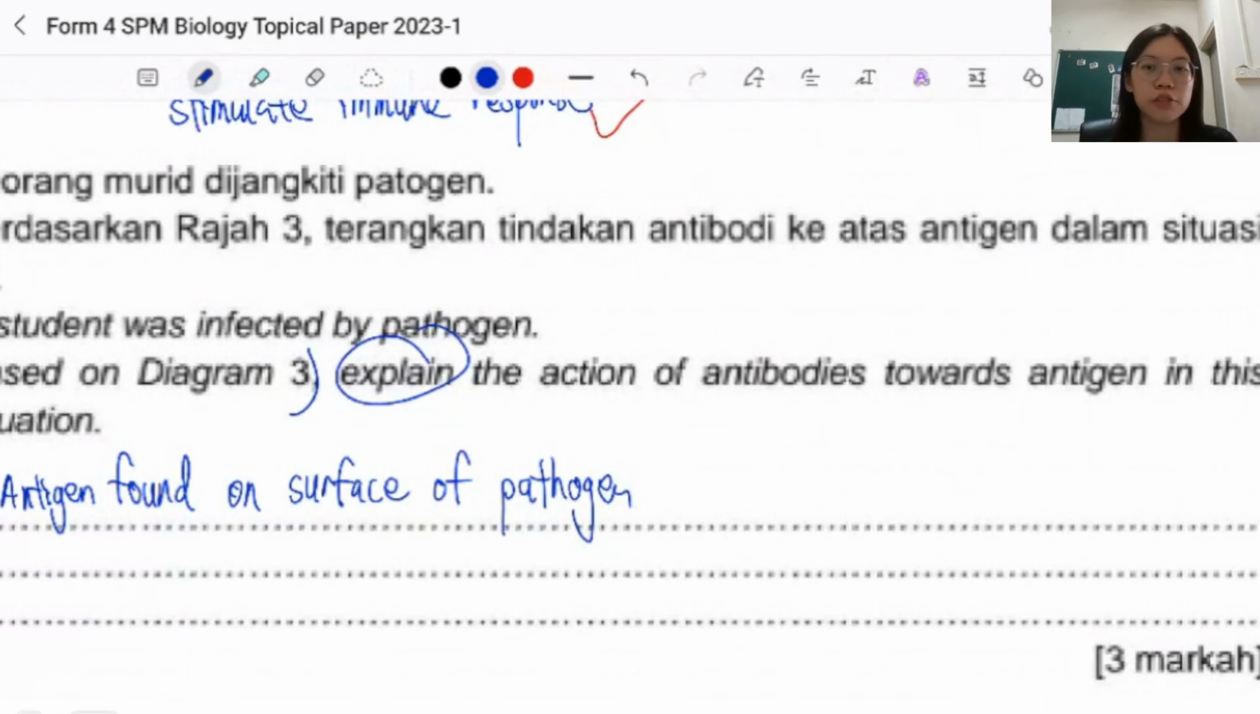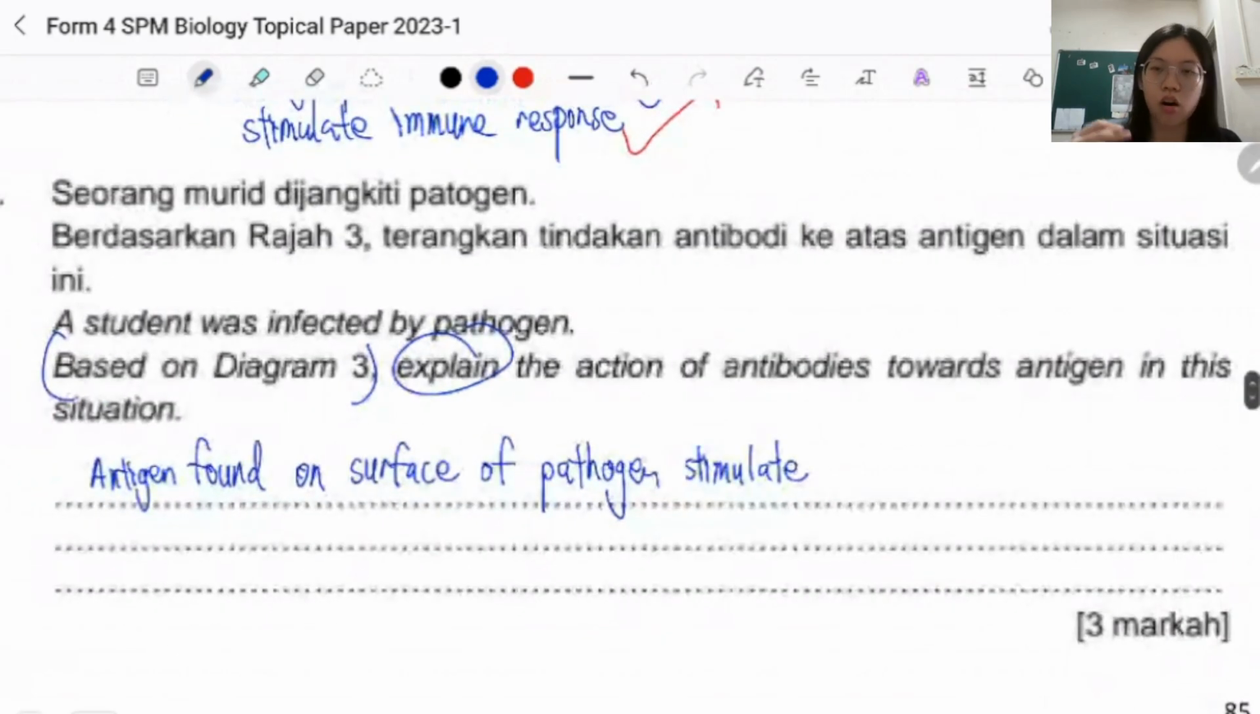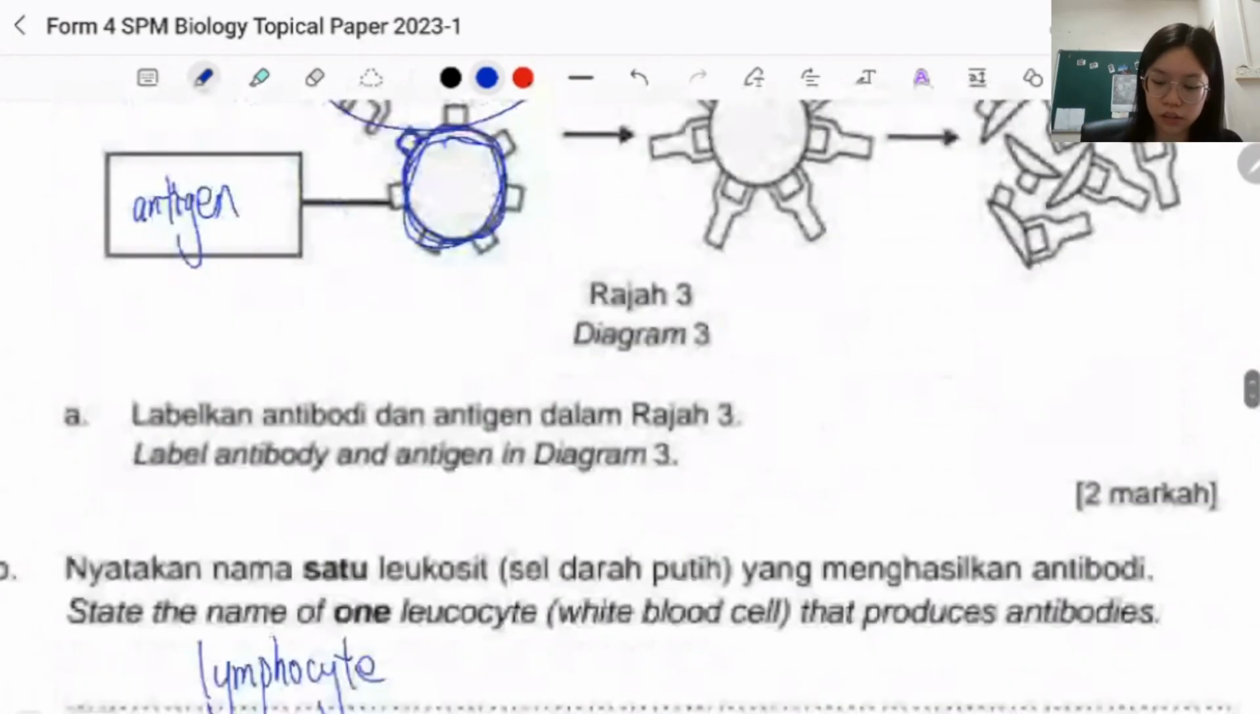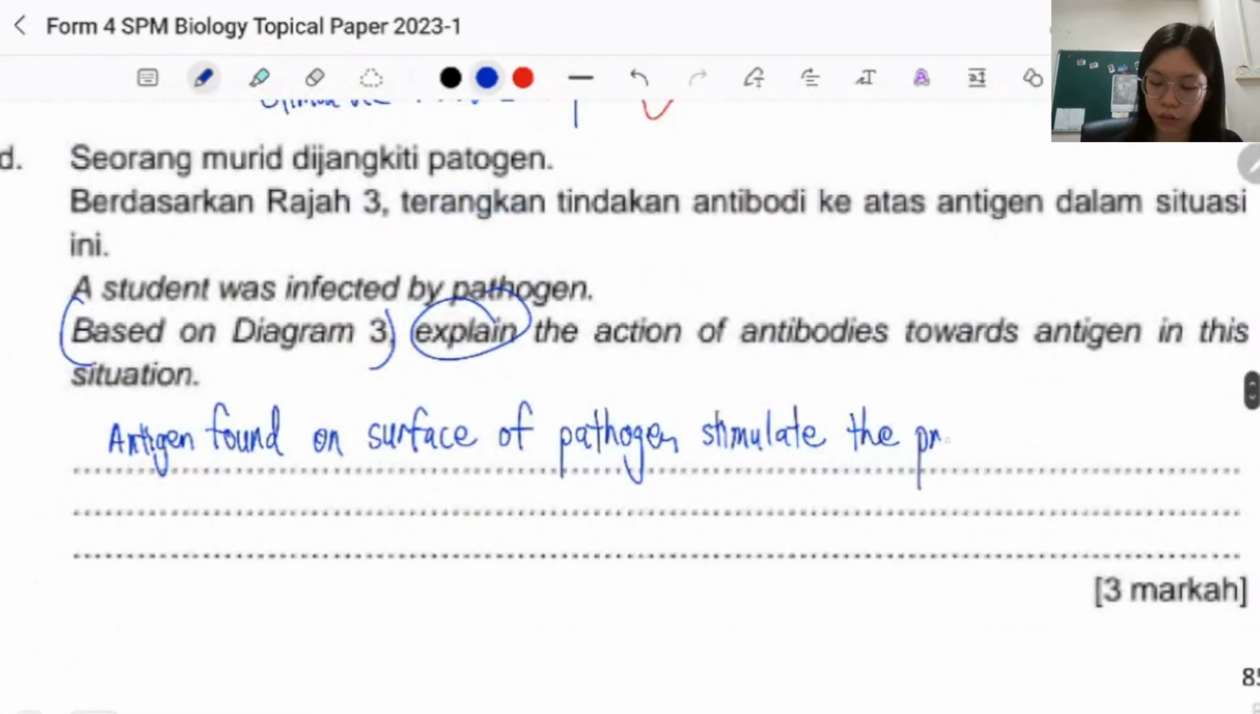So the antigen found on the surface of the pathogen is identified as something foreign. Like the police, they see a bad guy, something foreign. It will stimulate the immune response, or the immune system, to make the lymphocytes produce antibodies. So it will stimulate the production of antibodies.